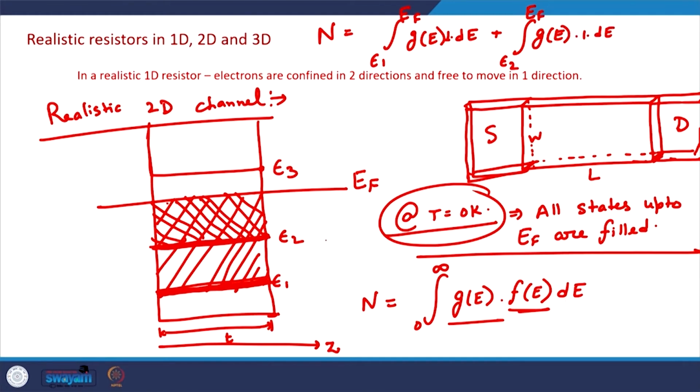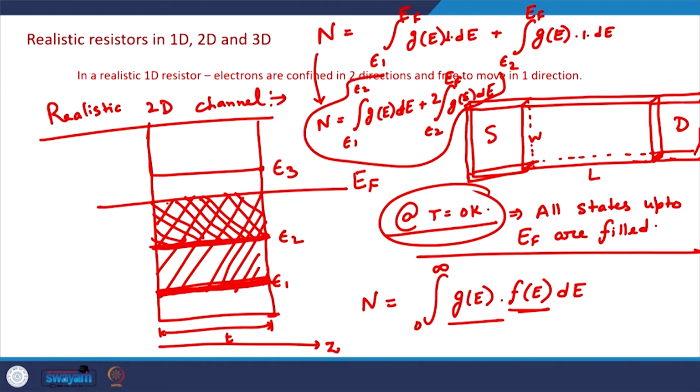So in a way, N is equal to the integral from epsilon 1 to epsilon 2 of GE dE, plus twice the integral from epsilon 2 to EF of GE dE. So this could be the total number of electrons in the system.